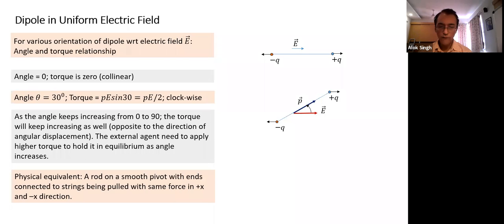So if you have to think of a physical equivalent, what is the physical equivalent of a dipole? You can think of a rod. There's a rod here and it is pivoted about a point, free to rotate about this axis. Suppose I connect two strings, one here and one here, and these strings we always pull with a constant force in the same direction. That is equivalent to a dipole. So the torque acting on this arrangement, what you may call a steering rod kind of thing.